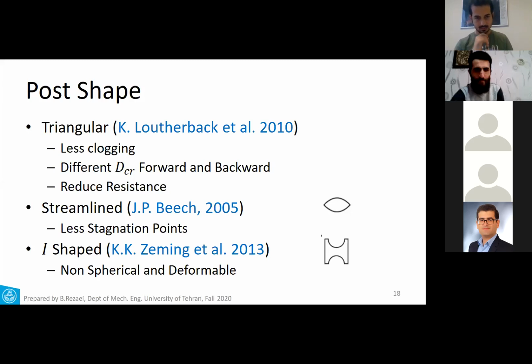Mr. Beach tried the streamlined shape, and in it there are fewer stagnation points. By stagnation points, I mean the points where the fluid velocity is zero. So the clogging probability decreases. The eye shape has been tested by Mr. Zemin for non-spherical and deformable particles. There have been other post shapes that I have not brought here, but you can see them in the main article that is on the poster.